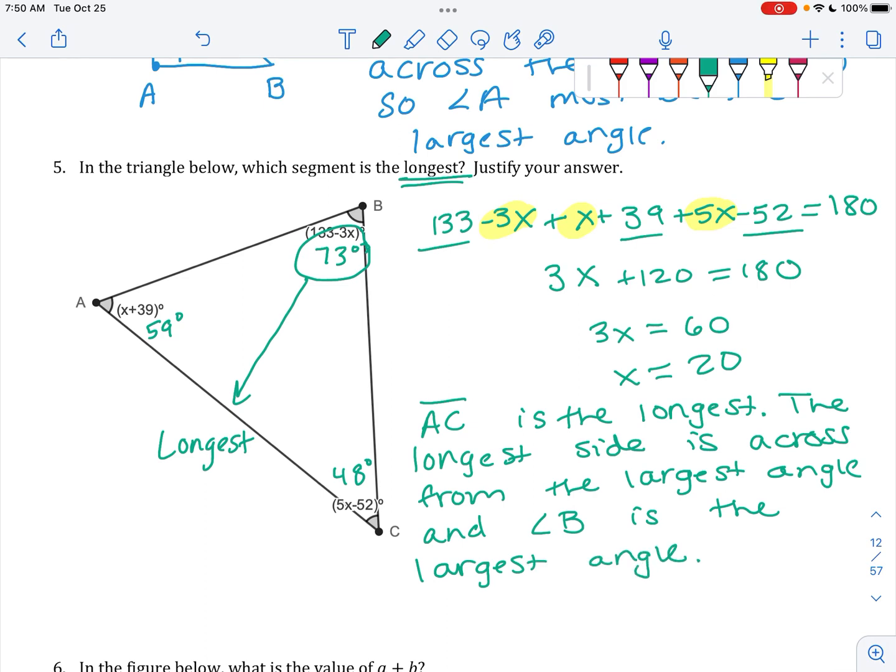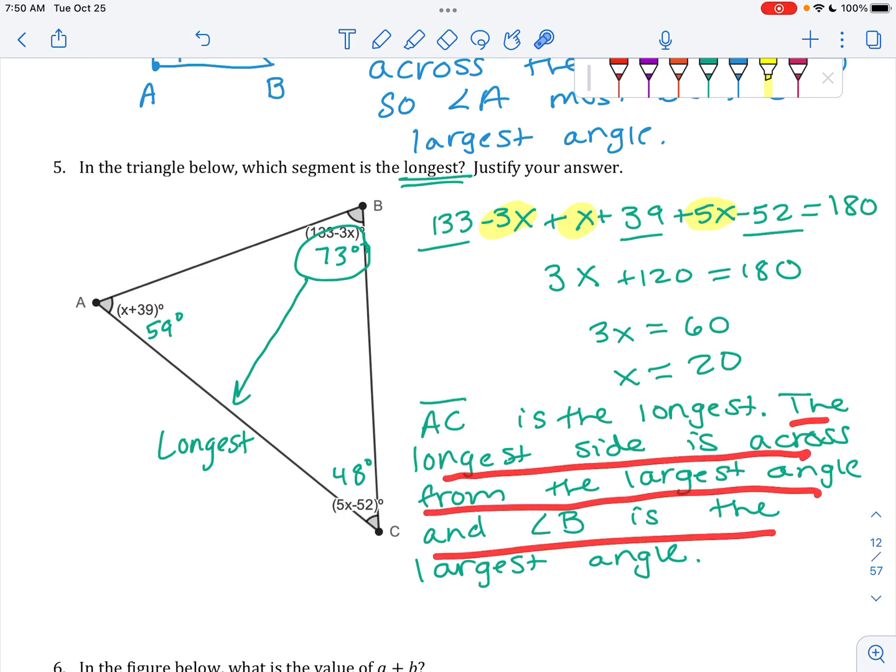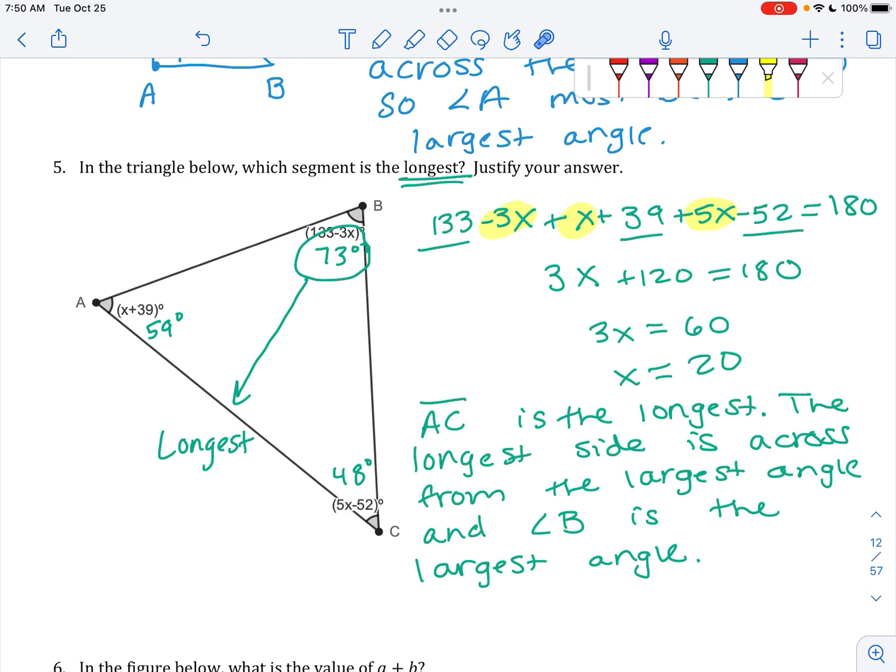Notice on every one of these problems, I have my evidence, I have my claim, and I have my reasoning that states the rule that connects why my evidence made me choose my claim. So this reasoning should explain the definition that connects my answer, which is longest, to all of the work I did.